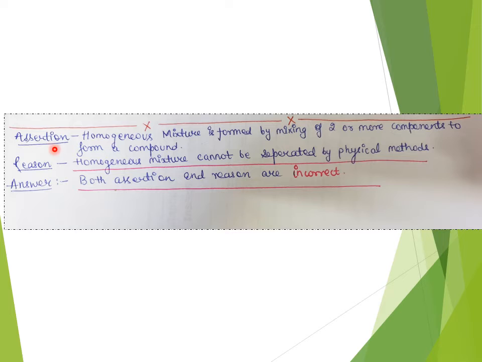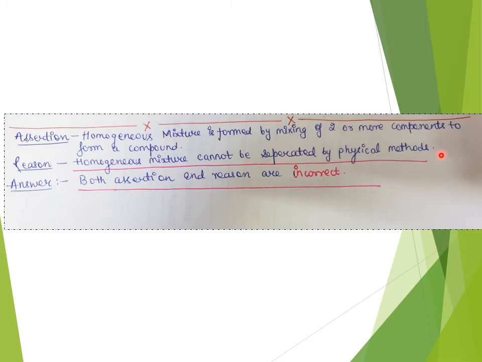In some question papers, entrance exam question papers or otherwise, you are given an assertion or statement. Here the assertion was: a homogeneous mixture is formed by mixing two or more components to form a compound. Then a reason statement is also given, in which it is said: a homogeneous mixture cannot be separated by physical methods, and four options are given.